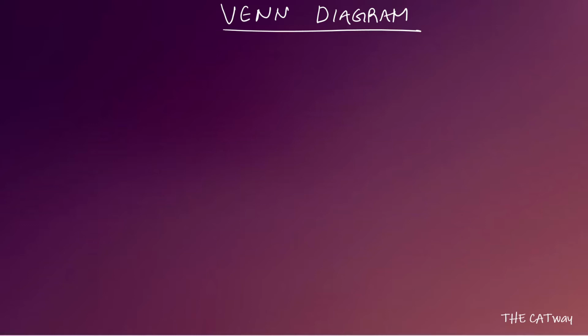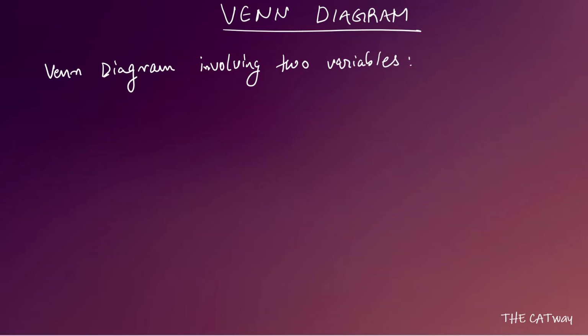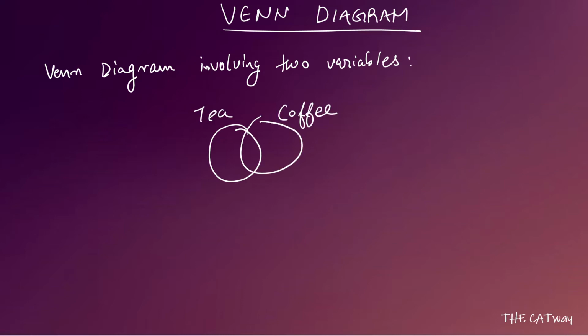Okay. So let us start with our Venn diagram involving 2 variables. Let's take an example that there are some people who like tea and there are some people who like coffee. So how will we represent it? We will represent it in this way. This is for tea and this is for coffee. Now why do we overlap them? Because there will be some people who like both of them.